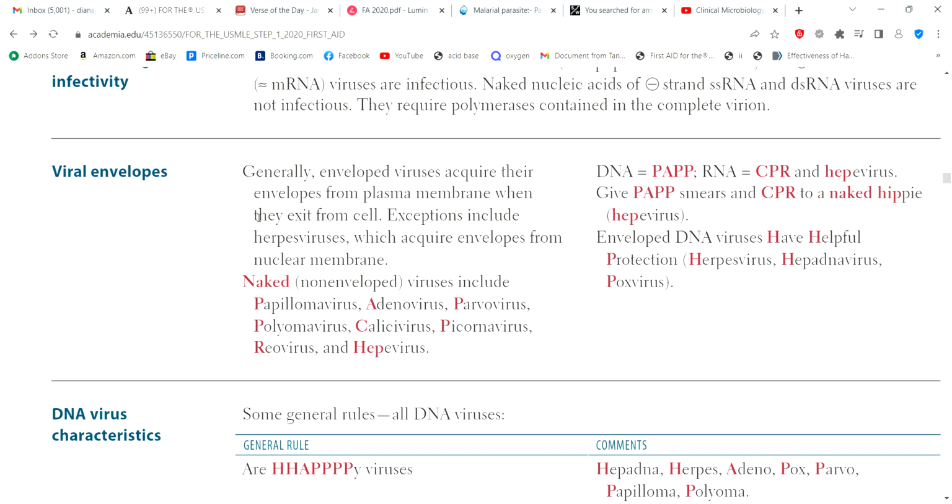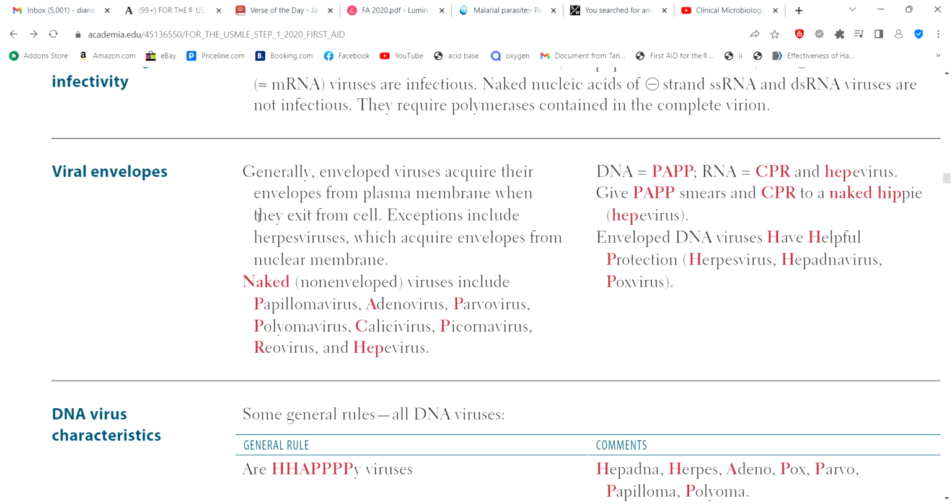Exceptions include herpesvirus, which acquires its envelope from the nuclear membrane. Remember that, so that's important. Generally, enveloped viruses acquire their envelopes from the plasma membrane when they exit the cell. Exceptions include herpesvirus, which acquires its envelope from the nuclear membrane.